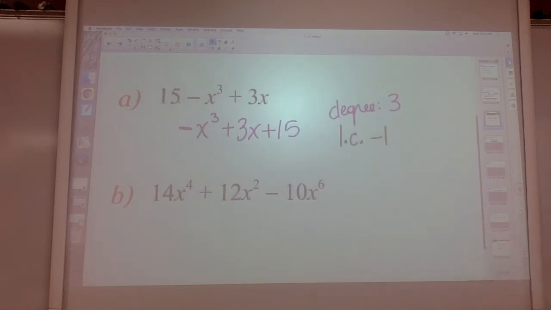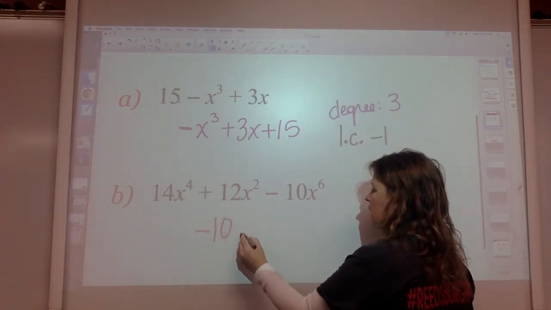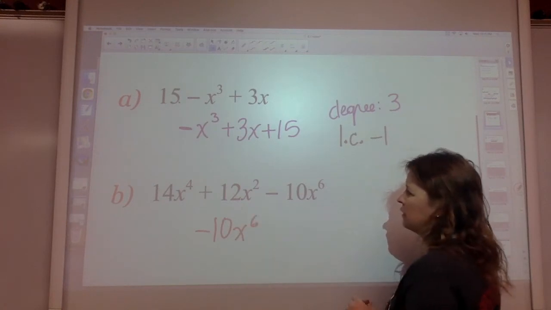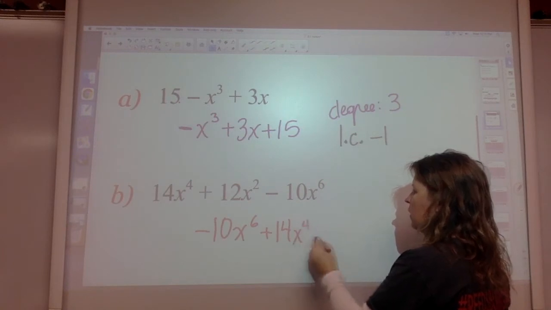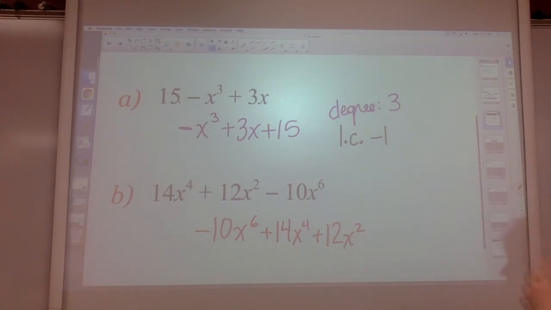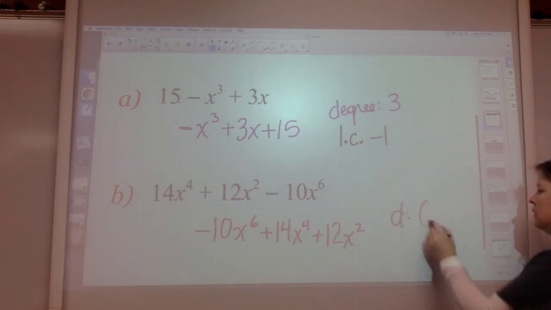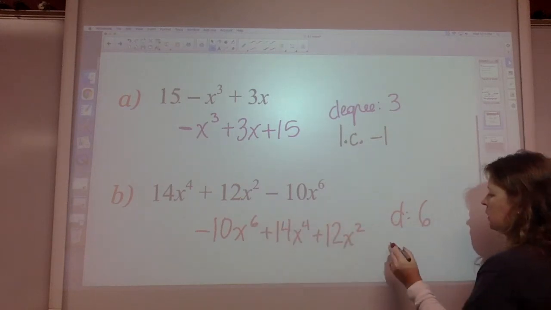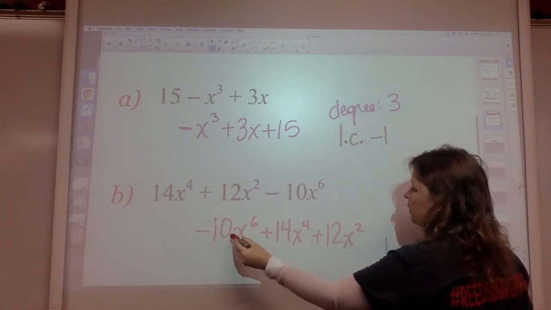Try it with B. 14x to the 4th plus 12x squared minus 10x to the 6th. Trying to trick you again, but you're going to start with negative 10x to the 6th. Then a positive 14x to the 4th. And finish with 12x squared. The degree in this case is 6, highest exponent. The leading coefficient is negative 10.